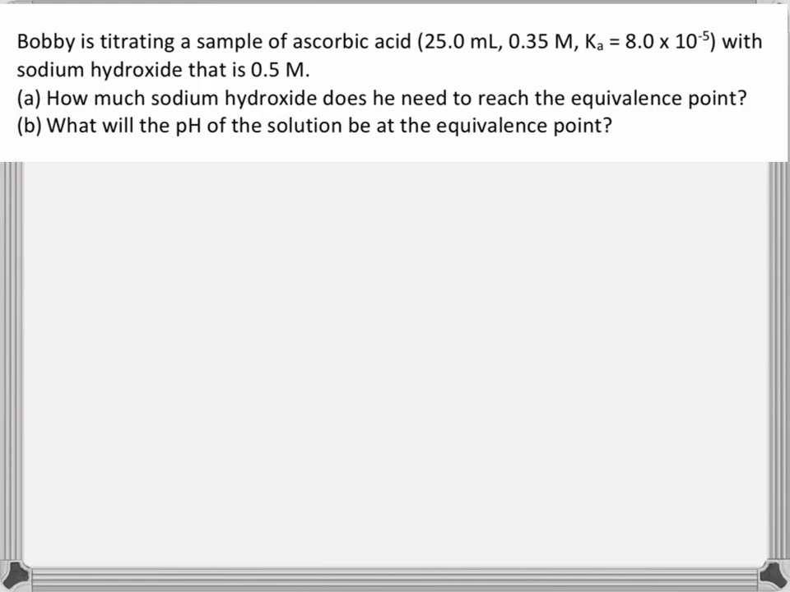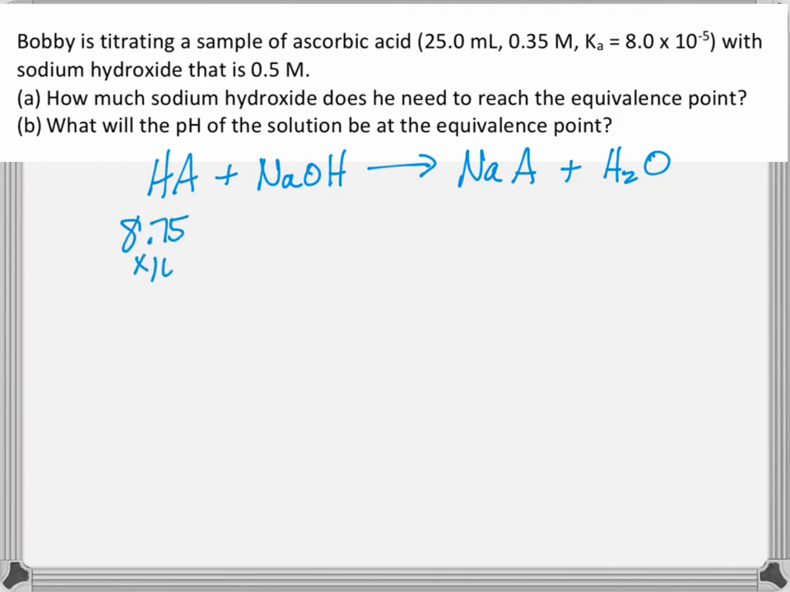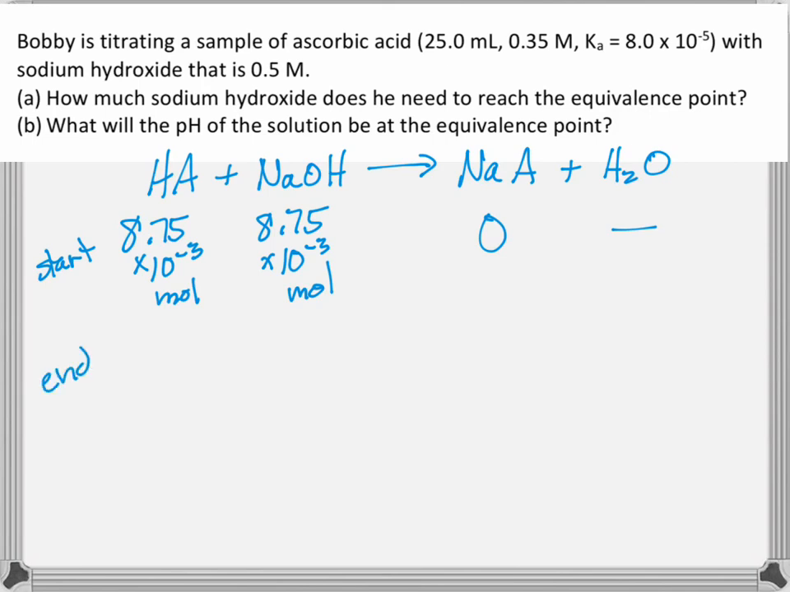So at our equivalence point, we have reacted our ascorbic acid with sodium hydroxide, and we had 8.75 times 10 to the minus 3 moles of acid and 8.75 times 10 to the minus 3 moles of base. They react completely. Both of them are used up, and that gives us 8.75 times 10 to the minus 3 moles of sodium ascorbate.